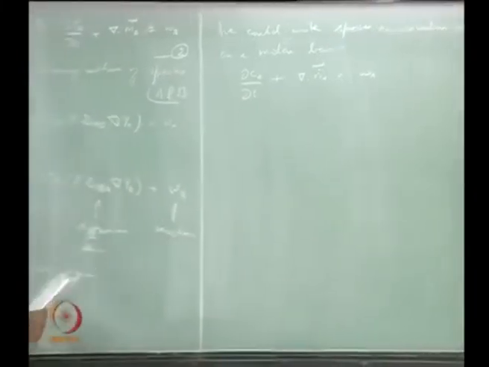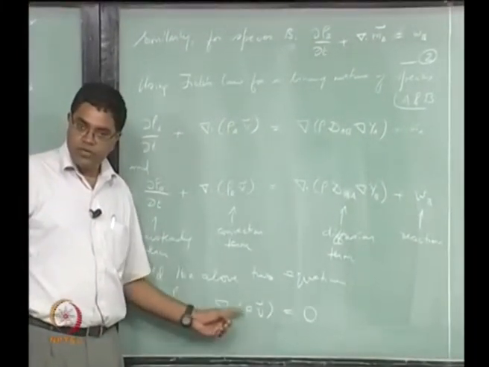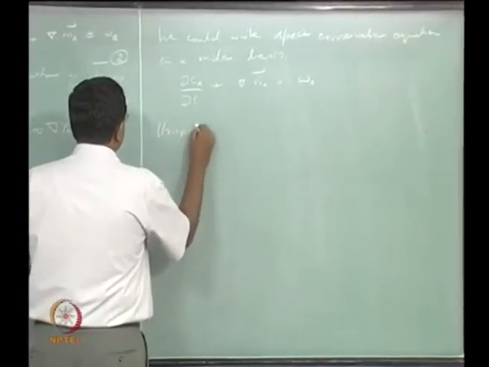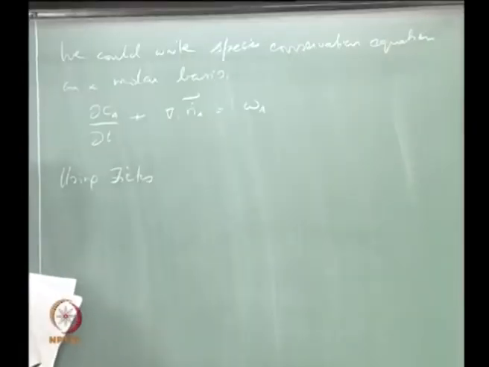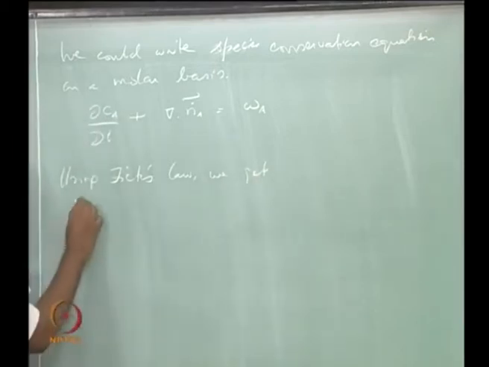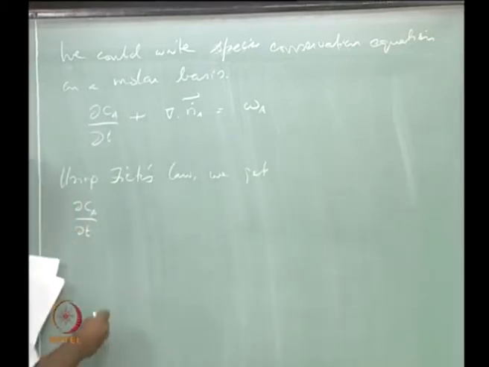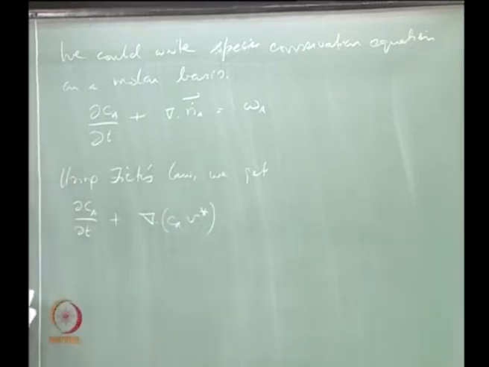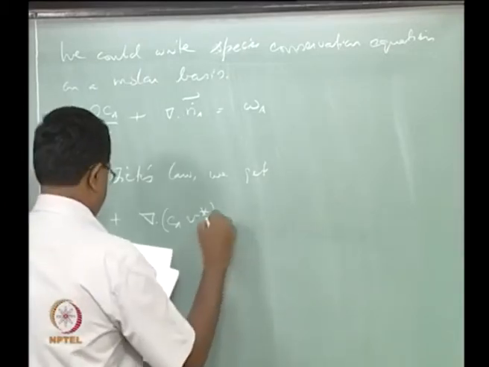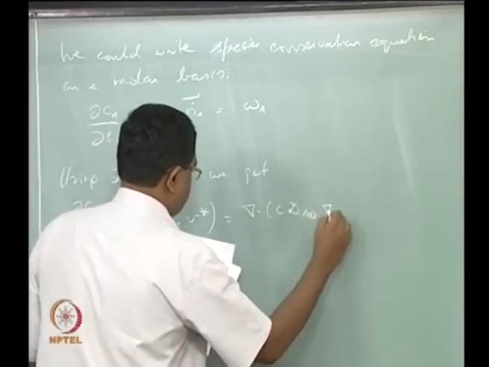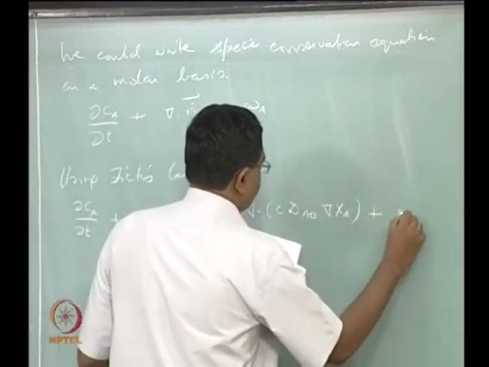Okay, now you can do one more thing. We will have a CV star, keep that in mind. So using Fick's law we get dou CA over dou T plus divergence of CA V star, which is the molar averaged mixture velocity, equal to divergence of C DAB gradient XA plus omega A, right?